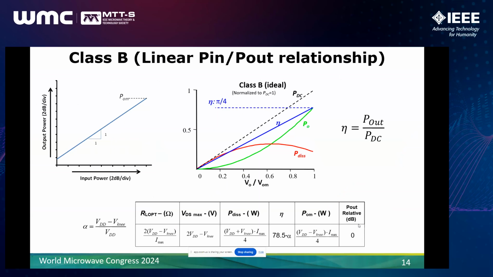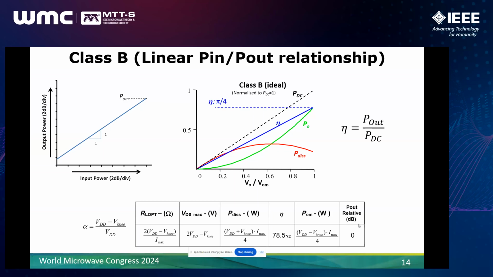Class B, again with a constant GM device, will exhibit a linear input-output power relationship. So an increase in input power leads to a correspondingly increased output power. So it's a dB per dB relationship. Some of the other useful metrics are shown in this graph here, where I show the characteristics as a function of drive level. So Vout, the output voltage, is the ratio to the maximum output voltage. So power increases linearly. The efficiency also increases linearly.